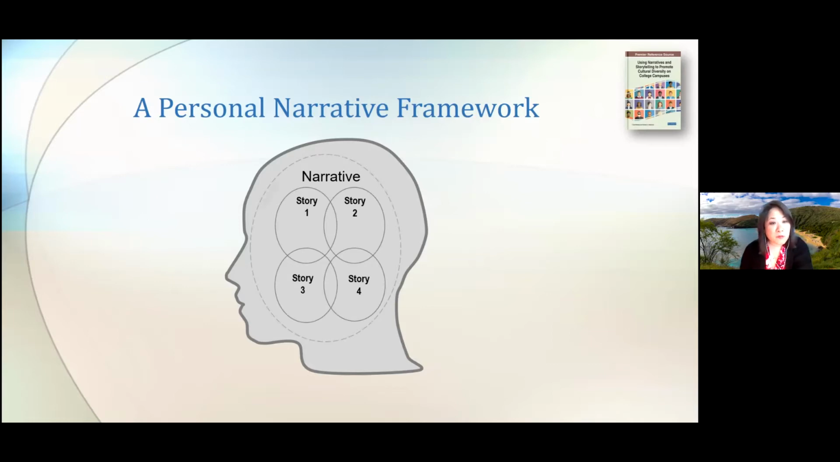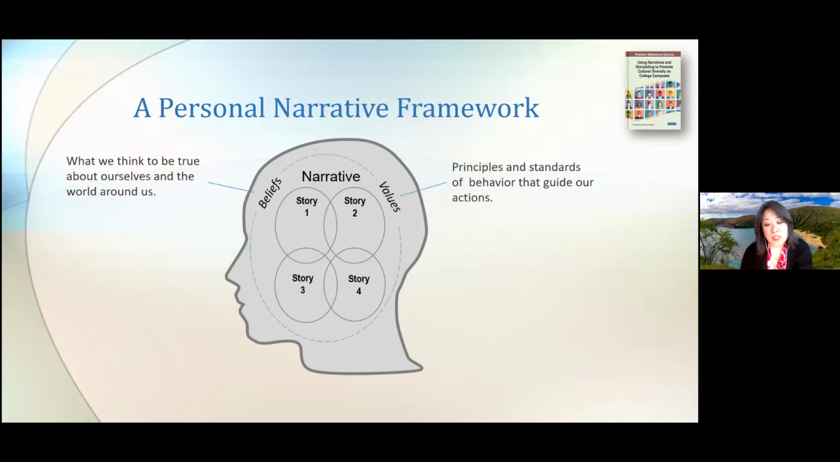Our beliefs represent what we think to be true about ourselves and the world around us. Beliefs about race can be shaped by our upbringing, geographic location, political and religious affiliation. Values are principles and standards of behavior that guide our actions. Personal values such as honesty, respect, courage, and trust take root in childhood and are often instilled in us by our parents.